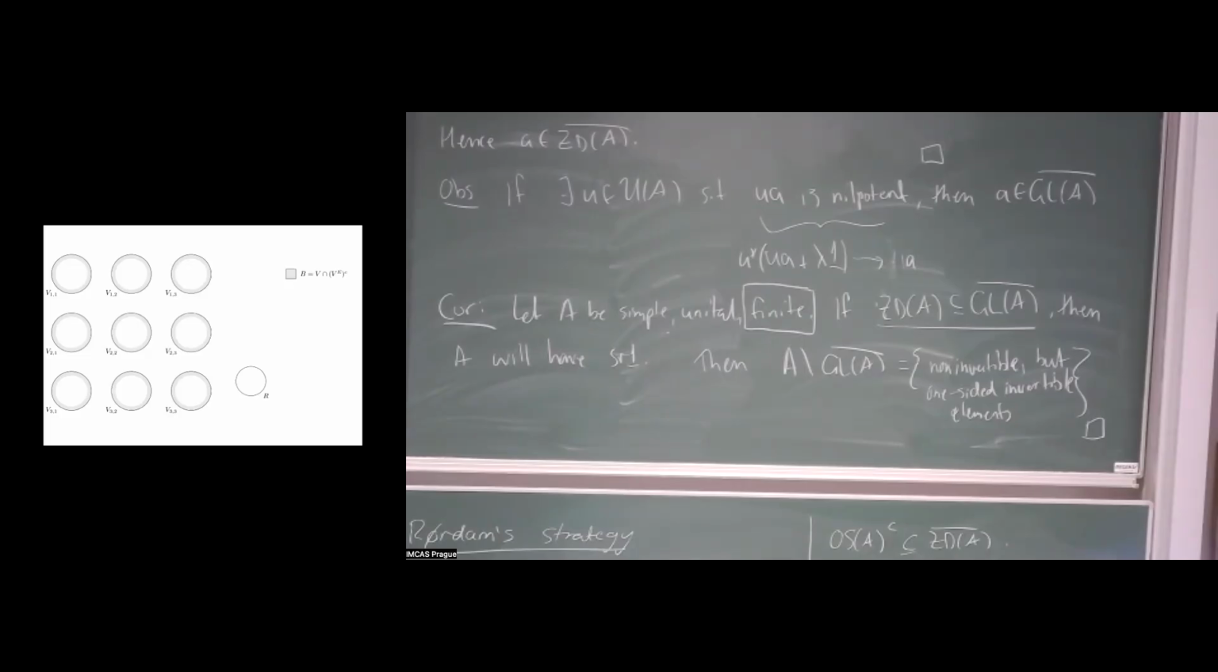Sorry, who said again? Why does this affect? Right. So because we're assuming A is finite, there are no one-sided invertible but non-invertible elements. So this set is empty. So A is equal to the closure. And this is exactly what it means to have stable rank 1.